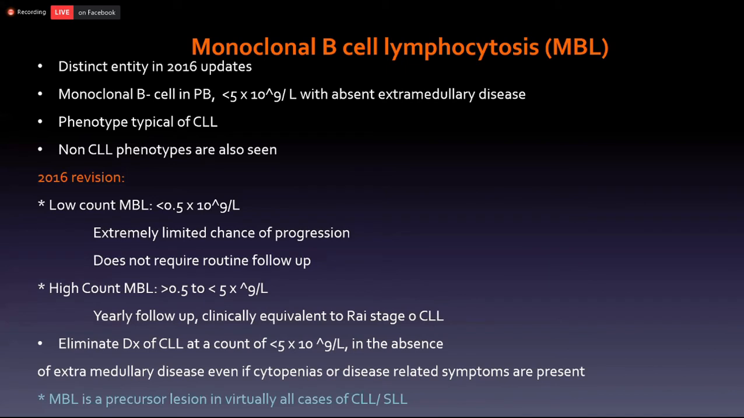MBL is a distinct entity in the current 2016 update. By definition, it is a monoclonal B cell population in peripheral blood of less than 5,000 per microliter with absent extramedullary disease, even if cytopenia or disease-related symptoms are present. The majority of these MBL cases have a phenotype of CLL, but remember, non-CLL phenotypes are also seen. Generally a benign condition, but MBL is considered a precursor lesion in virtually all cases of CLL and SLL.